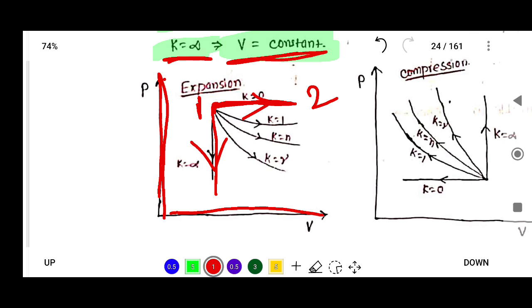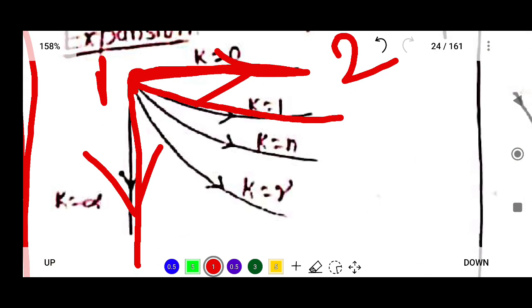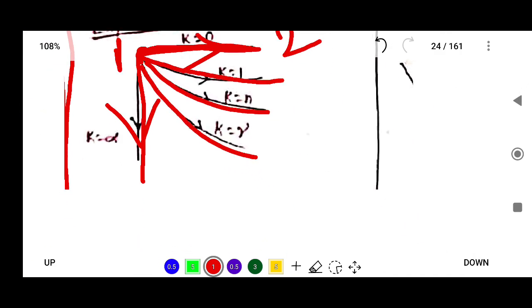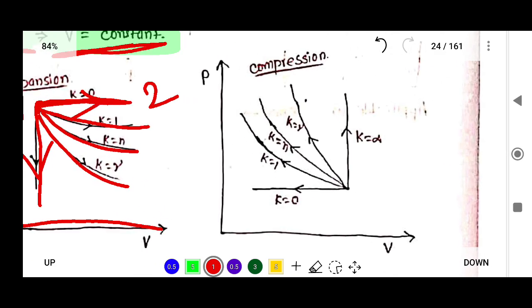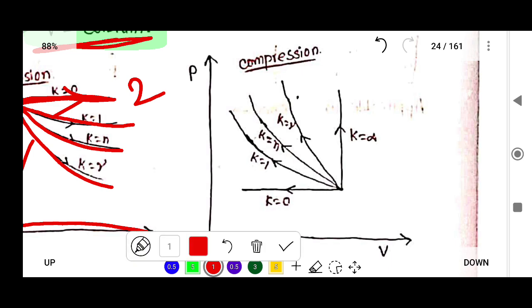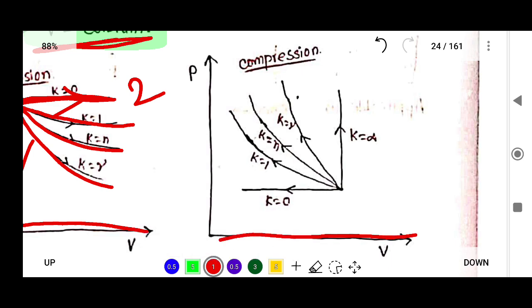And from here k equal to 0, k equal to 1, the process will be like this. And if k equal to n, that means polytropic process, the process will be like this. And if it is an adiabatic process, the process will be like this. Okay, now if it is a compression process, here this is the volume axis and this is the pressure axis, and this is the initial point 1. Now if k equal to 0, that means p equal to constant. So this is the final state.